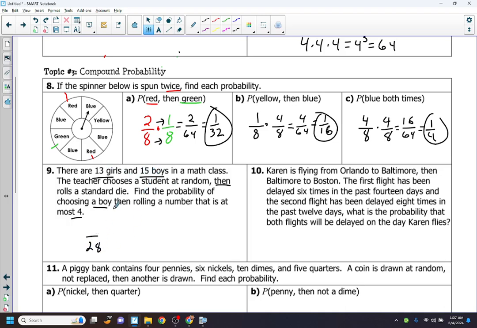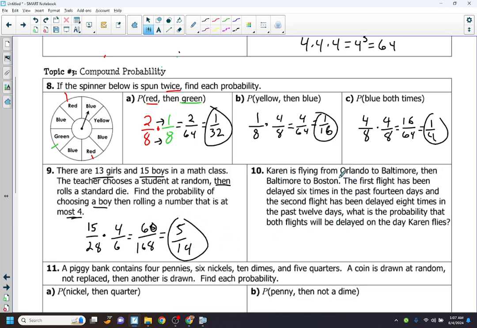So the chance of me picking a boy is 15 out of 28, times the chance of getting at most 4. Remember, at most 4 means 4 or less. I can have a smaller amount, but I can't have more than that. So that's 1, 2, 3, and 4, so 4 over 6. That ends up being 60 over 168, which is going to be 5 over 14. Again, don't be afraid to use your calculator to simplify.